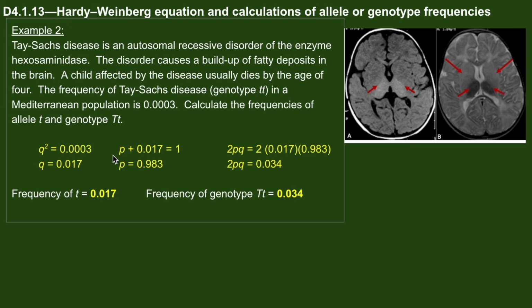Now I know p plus q equals 1, so I can subtract that q value from 1 to get my p. Once I have q and p, I can do anything with it. In this case, we were asked for the frequency of allele little t, which we know is going to be the same as q. q is our frequency of our recessive allele. So that went here. And then for our frequency, again, we're asked for the heterozygous genotype. That's our 2pq, which we can just plug our p and q into and solve for that answer.